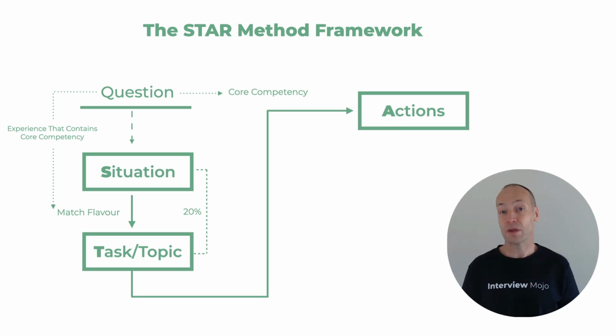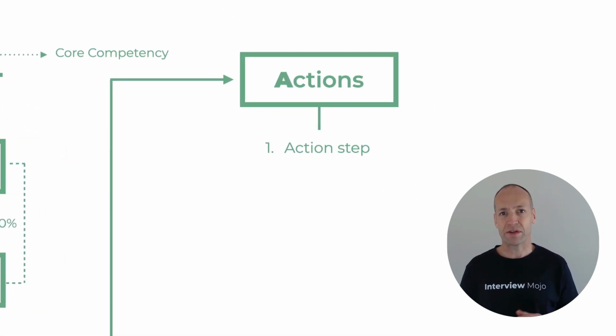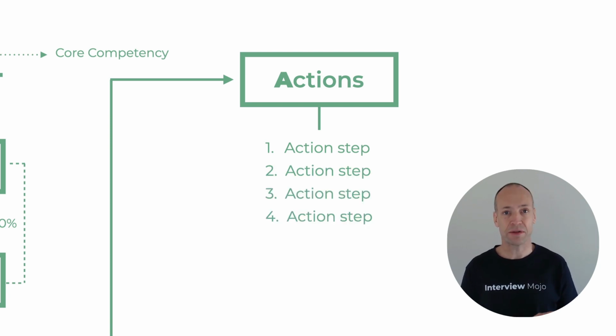Now, this is the most important part of your answer, because it's here that you explain the actions you took, and it's the actions that provide evidence of your ability in relation to the core competency. Now, when you're explaining what actions you've taken, think about explaining multiple steps. Is there more than one thing that you did that provides evidence? There may have been 2 or 3 or 4 individual elements or actions that you took that each individually provide evidence of your ability as far as the core competency is concerned.